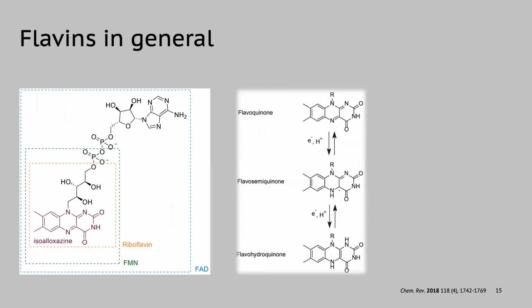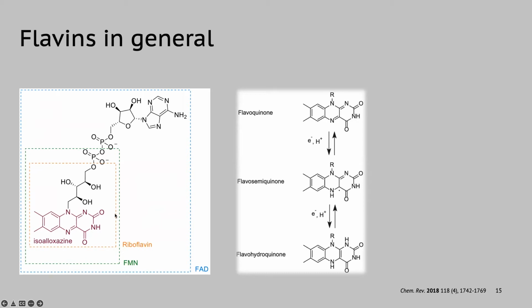So now I will talk about the flavin-containing oxidases. First I will talk about flavins in general. Flavin-containing oxidases contain flavin mononucleotide or flavin adenine dinucleotide as redox cofactor. In only very few cases, flavoprotein oxidases contain one or more additional cofactors. Both are synthesized starting from riboflavin, vitamin B2.